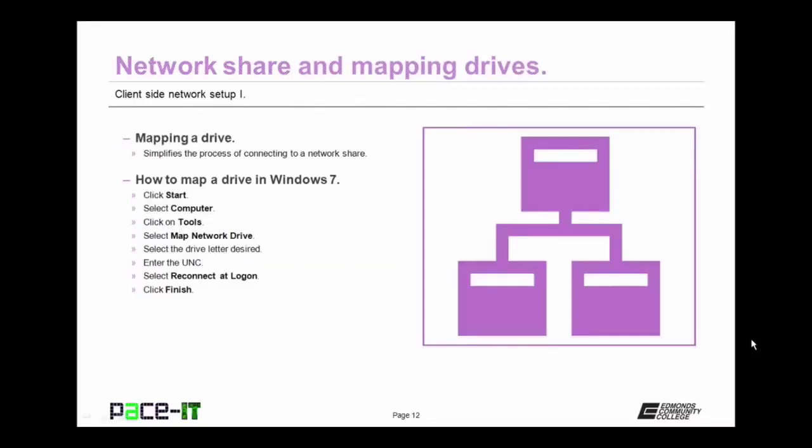Now, mapping a drive simplifies the process of connecting to network shares. So how do you map a drive to a network share in Windows 7? Well, you click on the Start button, then you select Computer, and then you click on Tools. From that drop-down, you select Map Network Drive. Then you select the drive letter that you want that network share to have. Then you enter the Universal Naming Convention, the \\computer name\share name, and then you select Reconnect at Logon and then Finish. From now on, you will have a shortcut link to that network share available from the desktop.